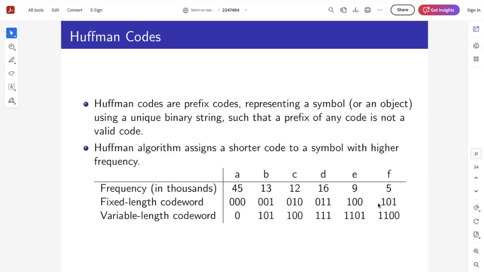Okay, so I am stopping here, and we'll continue this topic next time, where we're going to look at Huffman codes. We're going to look at how to use greedy algorithms to figure out the minimum prefix code.